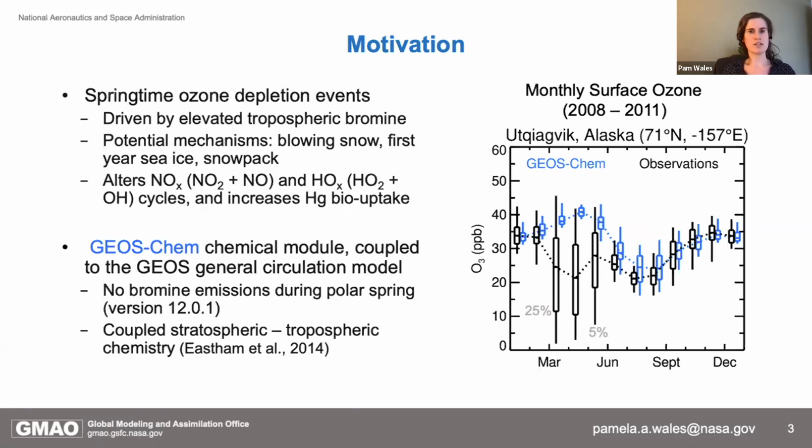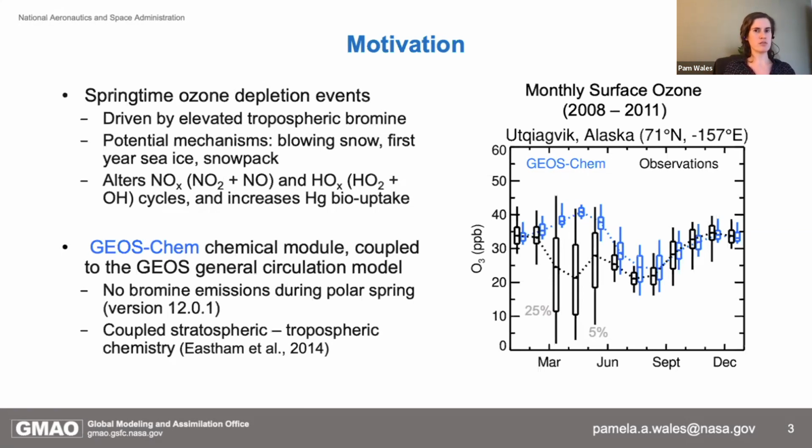These low ozone events are related to very different changes in the oxidative capacity of the region, and they increase the bio-uptake of mercury. Currently, the exact mechanism for how bromide from sea salt is converted to reactive bromine that's transported in the atmosphere, there isn't a good consensus between different global models for how to model this.